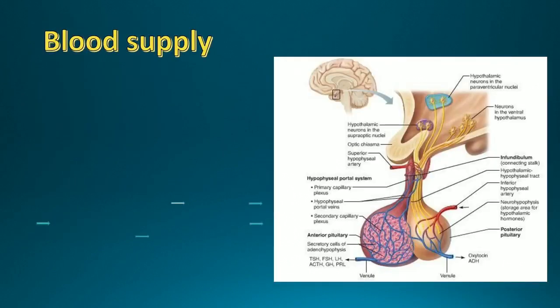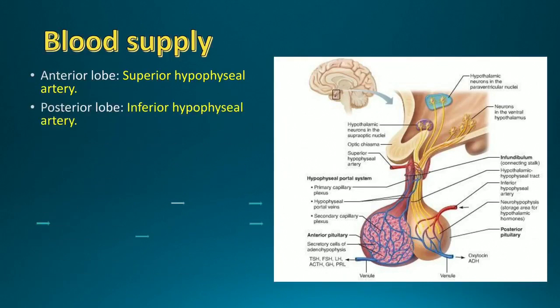Coming to the blood supply of the pituitary gland, it is mainly supplied by the superior and inferior hypophyseal arteries. The superior hypophyseal artery is a branch of the ophthalmic artery. The inferior hypophyseal artery is a direct branch from the internal carotid artery. Okay, sorry, the superior hypophyseal artery is a branch of the internal carotid, not the ophthalmic.